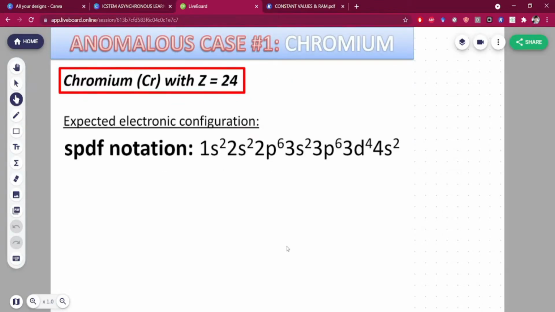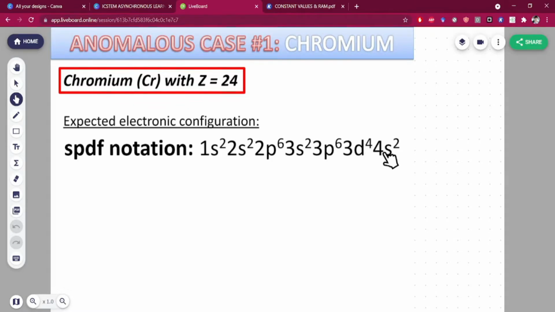First, we're going to look at anomalous case number 1, which is chromium. We do know that the proton number for chromium is 24. The expected electronic configuration will be written as this: 1s2, 2s2, 2p6, that is 10. 3s2, 3p6, 4s2, 20, and 24.